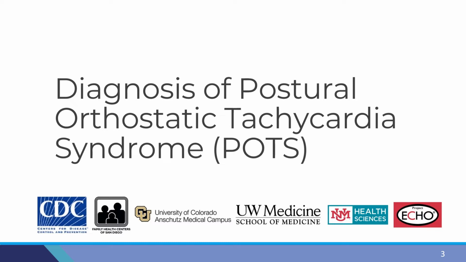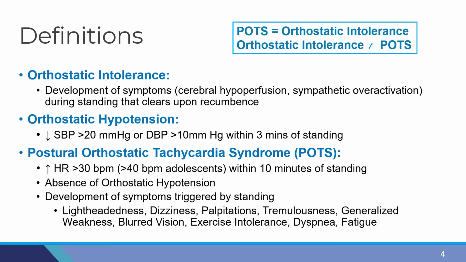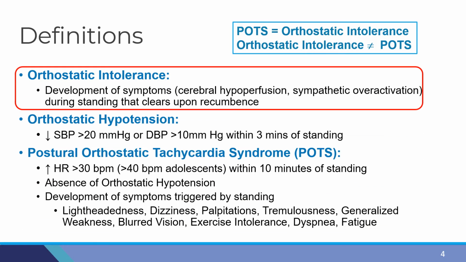It is important to approach POTS as a type of dysfunction within orthostatic intolerance, and recognize that there are many types of autonomic intolerance that can result as a post-COVID condition. As we reviewed in Module 1, the defining symptoms of POTS include an increase of heart rate greater than 30 beats per minute within 10 minutes of standing for adults and an absence of orthostatic hypotension.